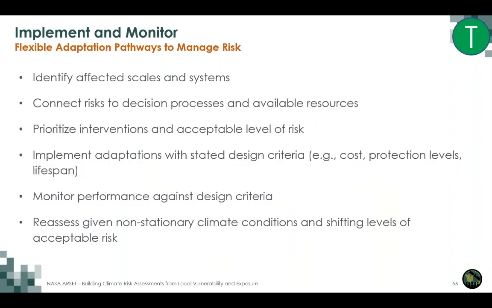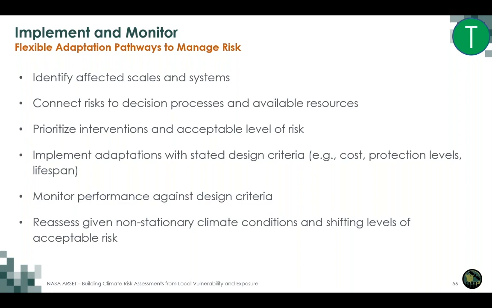So what we want to do is identify the affected scales and systems, and then connect the risks that we did in our assess phase to the specific decision processes of our stakeholders so that they can compare their options given available resources. That helps them to prioritize interventions and also to define or at least articulate what they perceive to be an acceptable level of risk. That is part of the cost equation. Then we also have to think about what it takes to implement adaptations and the stated design criteria. So what are the costs? What are the proposed protection levels? What is the lifespan of equipment?